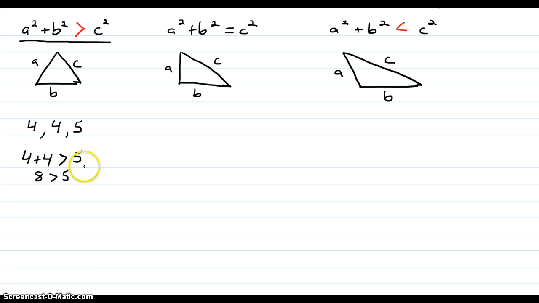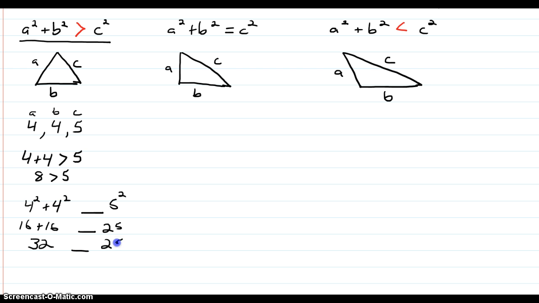So let's plug it in now. The A and B don't matter, but make sure you have them in order: small, medium, large. So this will be my A, my B, and my C. So 4 squared plus 4 squared, and we'll leave this blank and do 5 squared. So 16 plus 16, we're going to compare that to 25, and so 32 compared to 25. Well, 32 is bigger than 25, so that means that this would be an acute triangle.